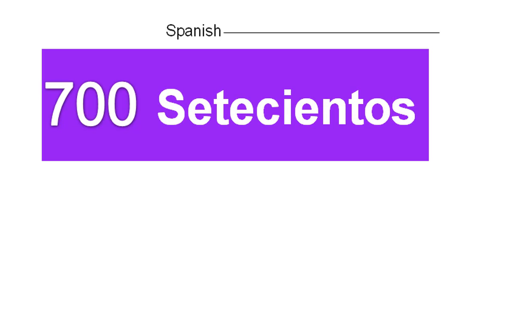700. So 7 we know is 7, but this is not 700, it is 700. So we saw 500 was a rule breaker, 700 is also a rule breaker.